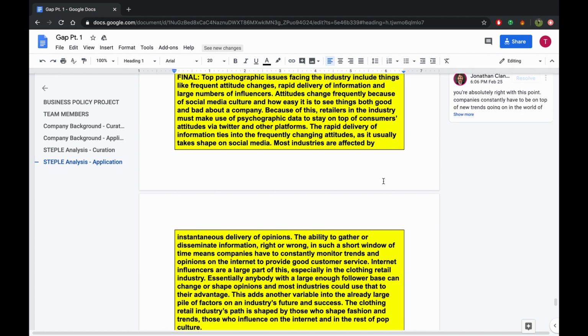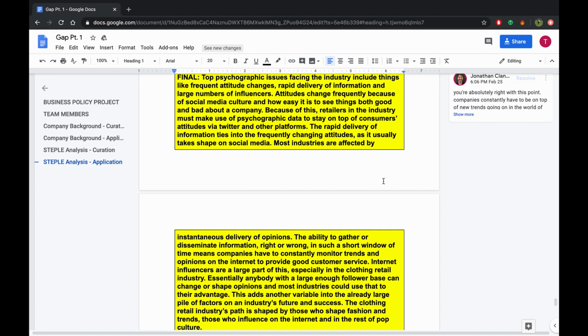We decided the top psychographic issues facing the retail industry include things like frequent attitude changes. Since information delivery is rapid with social media and the internet, influencers have a lot of power over consumer decision making. Attitudes change frequently because of how quickly the information is delivered to the consumer.